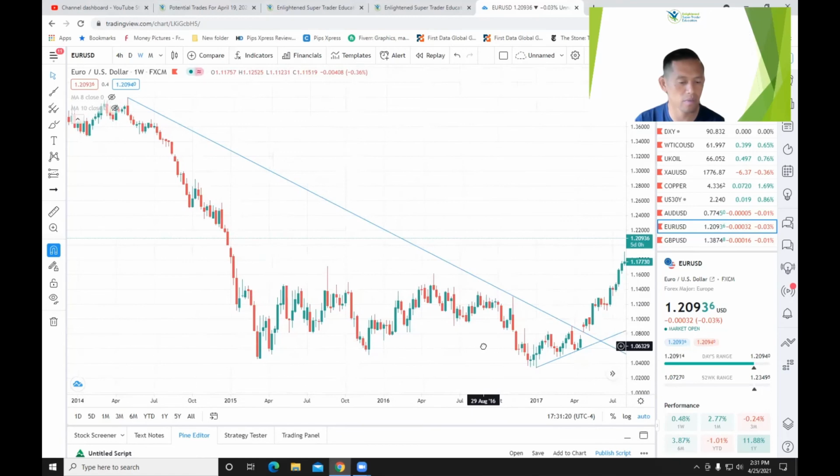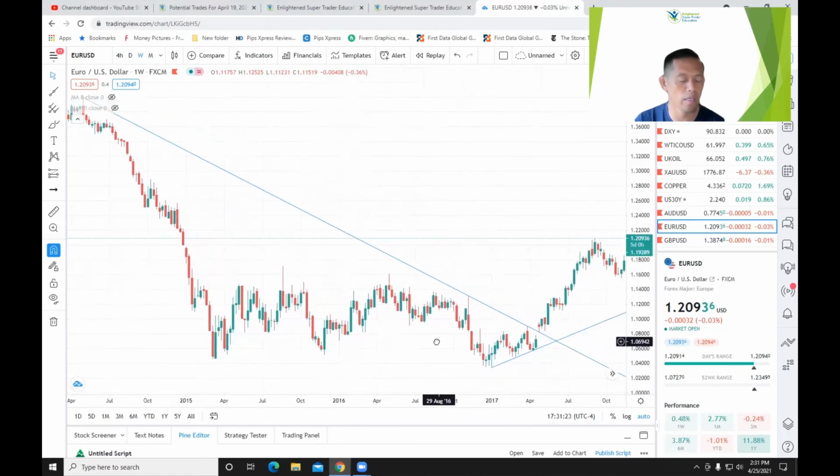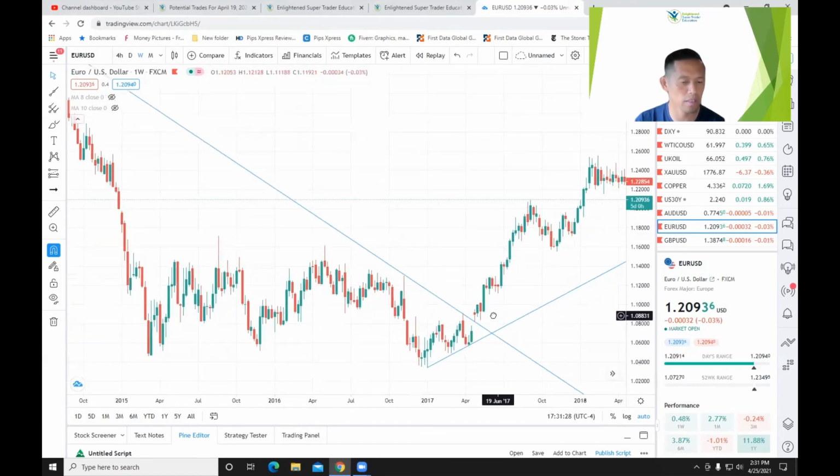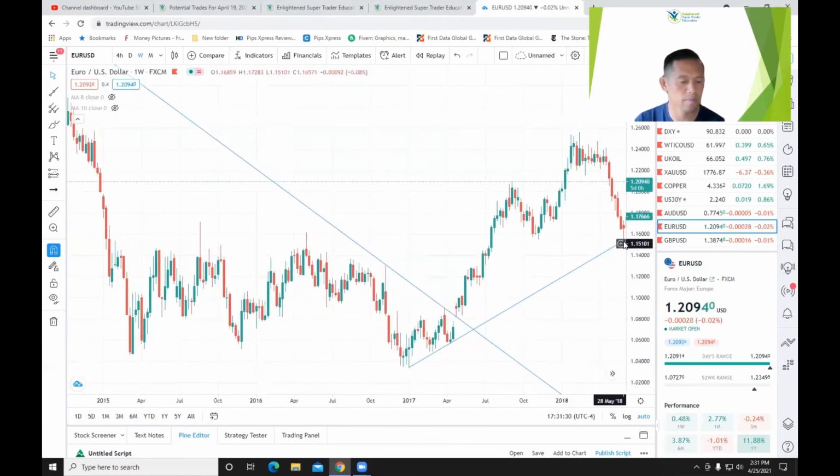Okay, so let's go through and see when this trend line got touched. Bam. So from here, April 10th, 2017, to May 28, 2018, a year later, notice in terms of separation, price did come back down to touch that uptrend line. All right, so that is how you draw trend lines objectively.